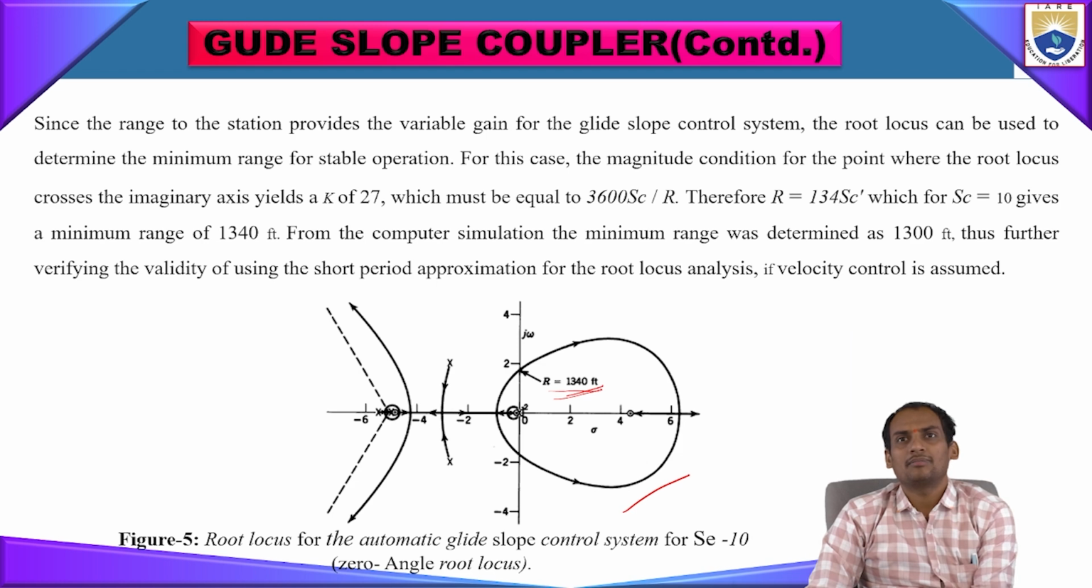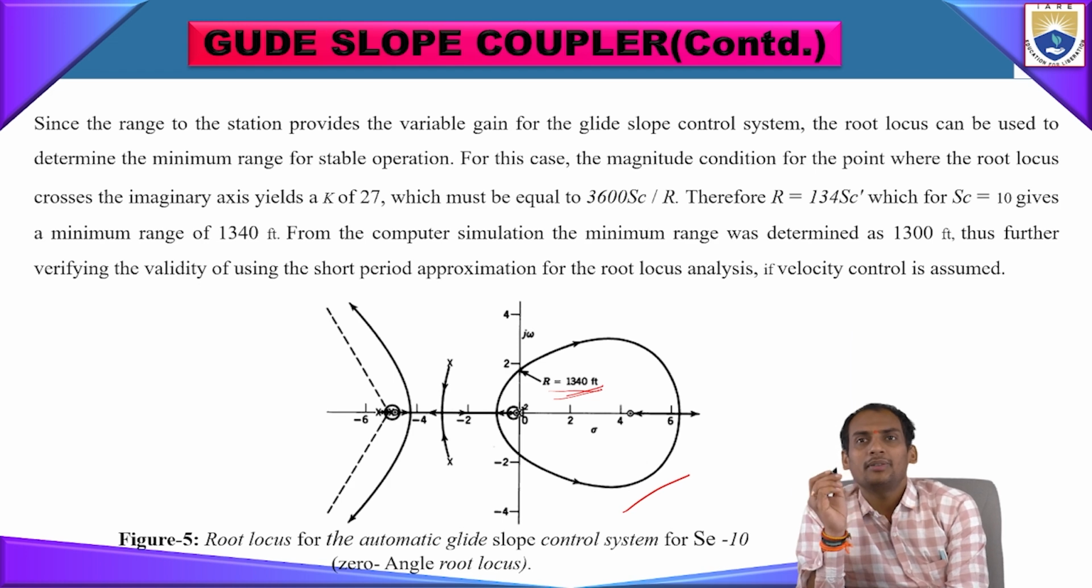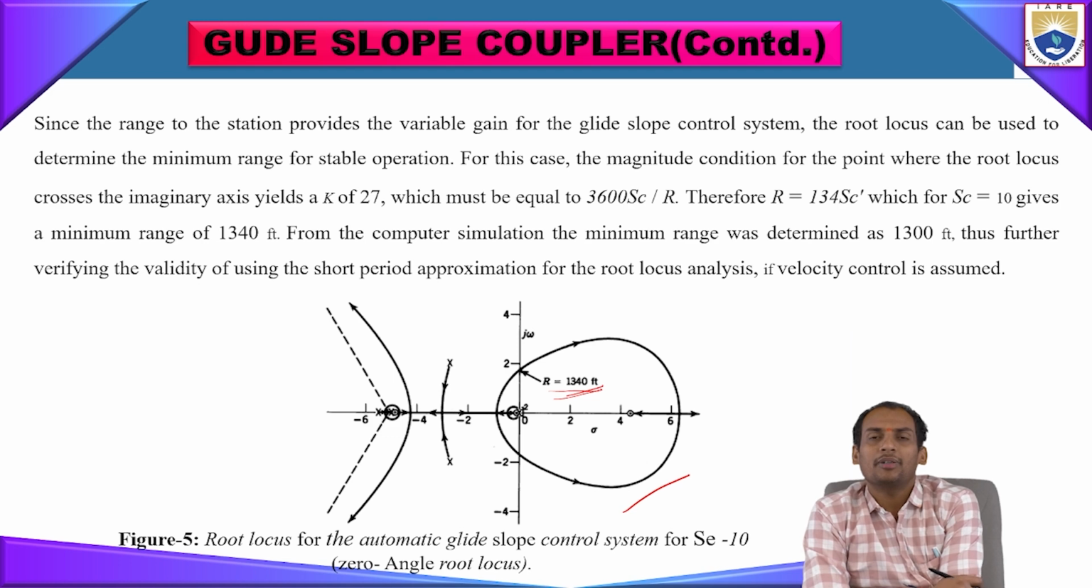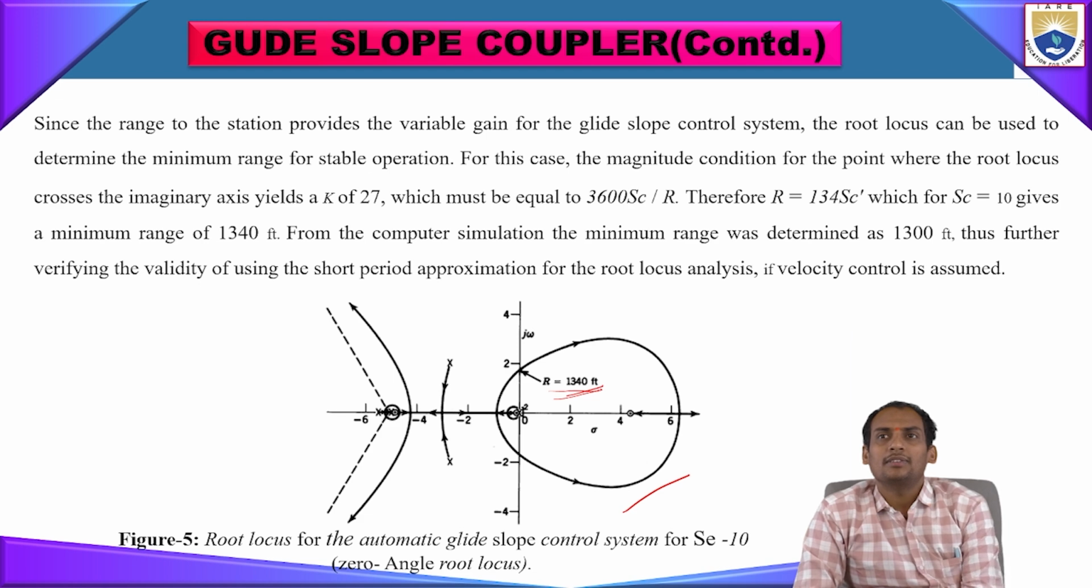So from the computer simulation, if you see previously the root locus plot, we use that MATLAB program also, and here also we will see manually. You can draw this, or use a MATLAB program for this also. For the function we already know, and for that function, what the S values are we also know. From there, if you make a MATLAB program, you can get this root locus plot. So this further verifies the validity of using the short period approximation for the root locus analysis.